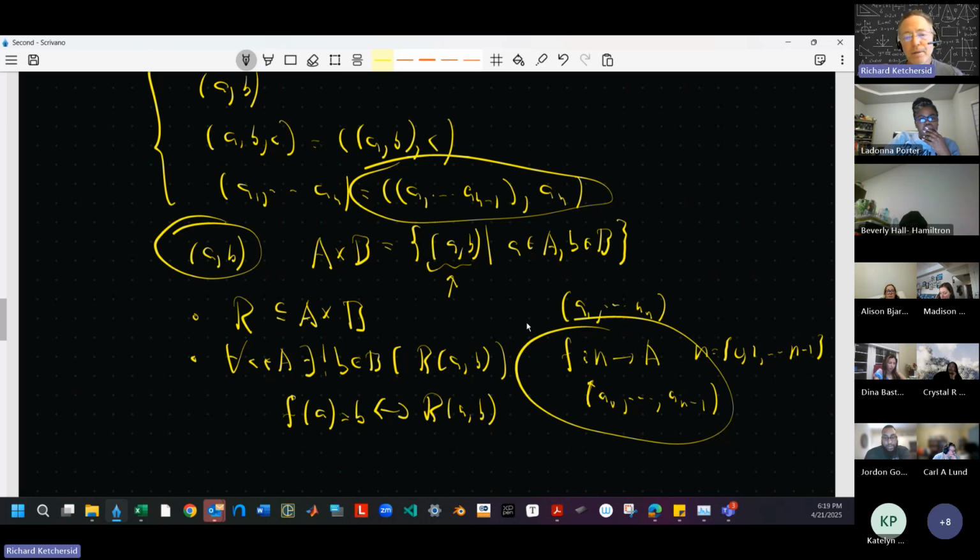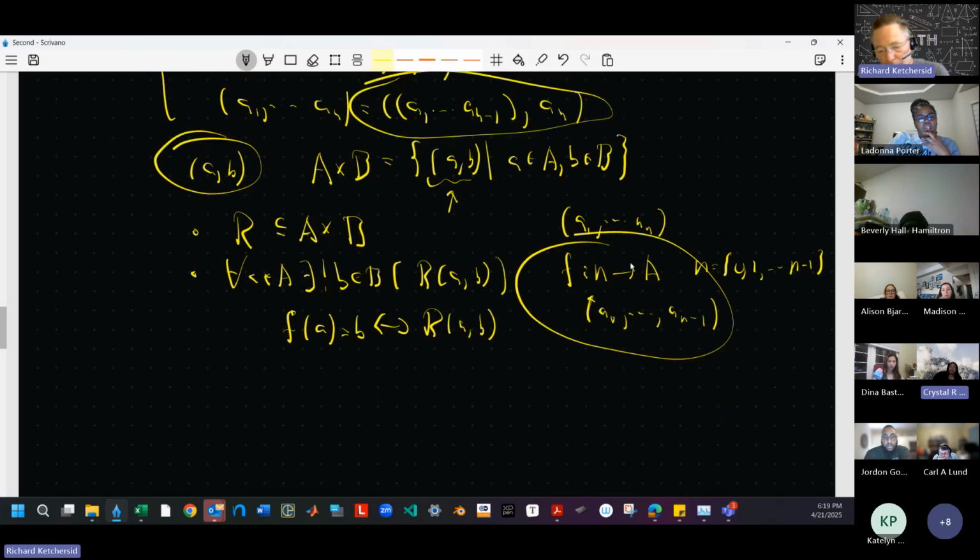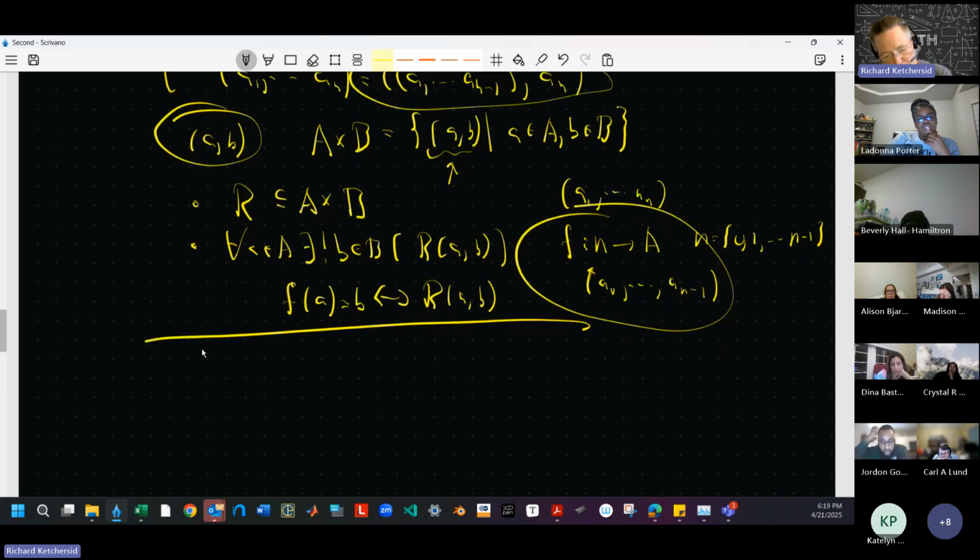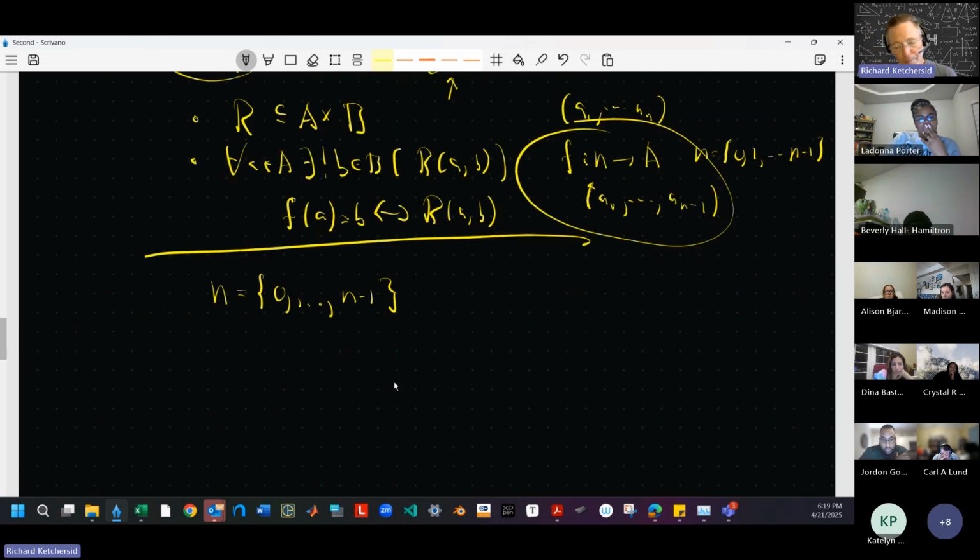So Doc, when you wrote a_0, did you write a subscript 0, or is that an n? So yeah, let me say that one more time. By all the stuff we're doing today, n is equal to the set 0 through n minus 1, right? So I could look at f going from n to some set A, and so the things in the domain are 0 through n minus 1.